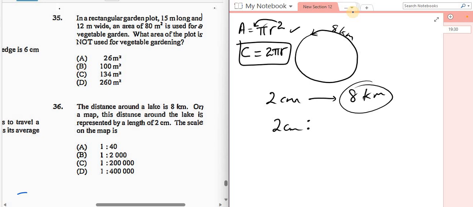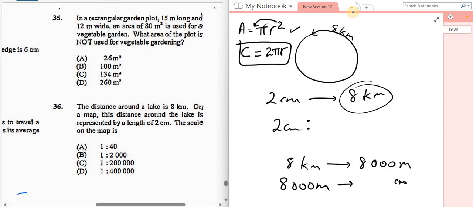Kilo means 1,000, right? So 8 kilometers actually means 8,000 meters. Now we need to convert the 8,000 meters to centimeters. Since we're going to have to multiply by 100, because meters is bigger than centimeters, 8,000 meters will give you a lot more than 8,000 centimeters. Understand? So we multiply by 100. Everybody get it?